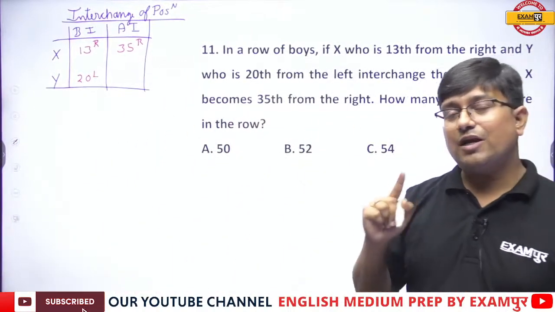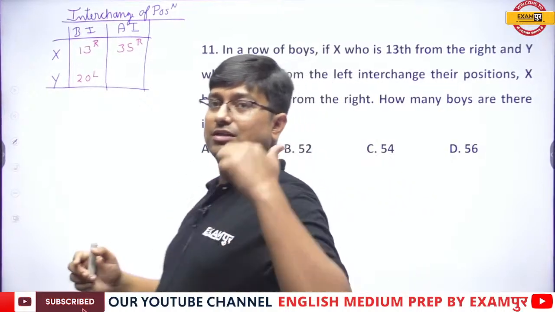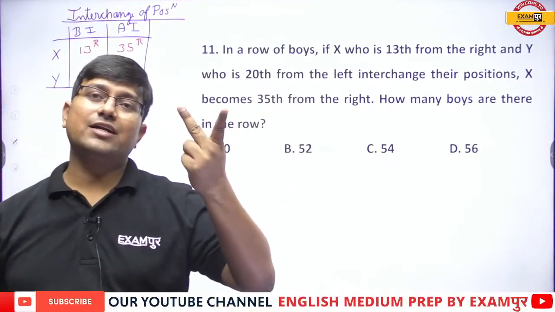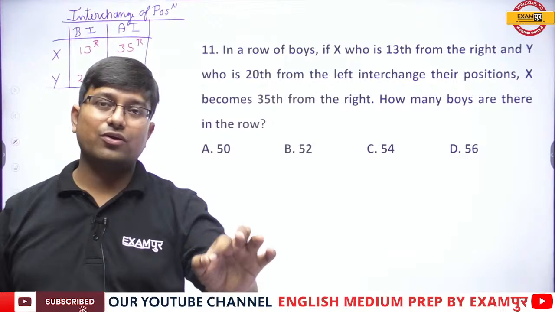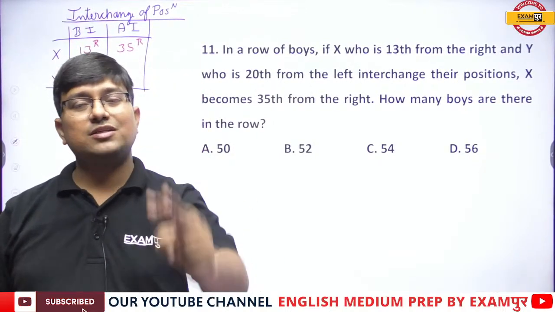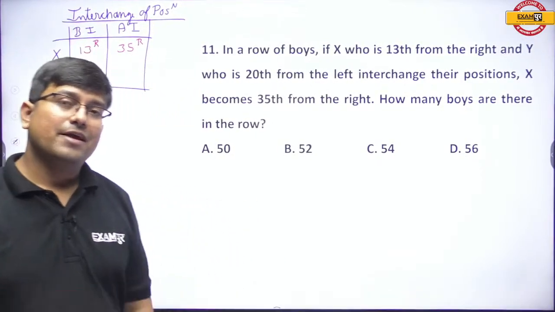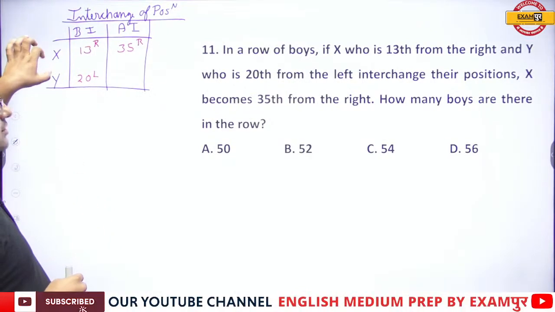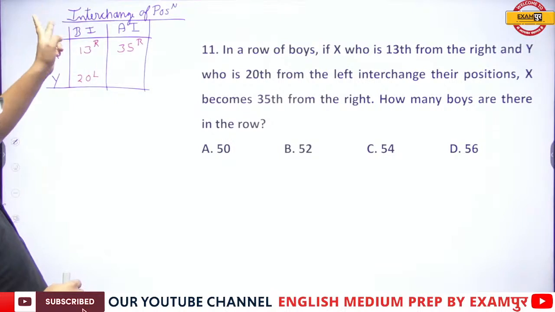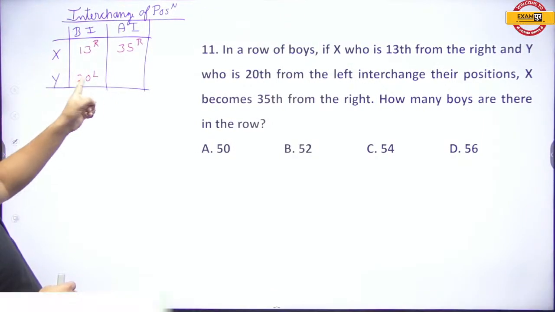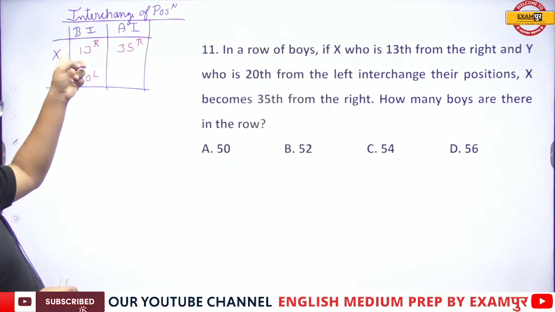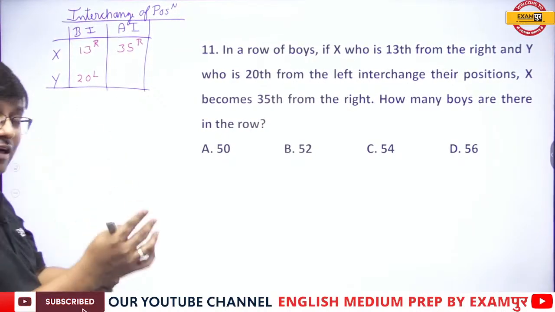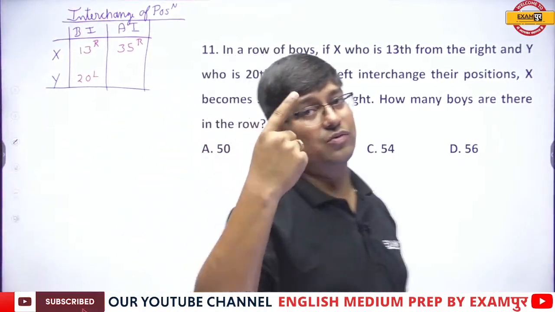In problems related to interchange, in such questions where two persons are interchanging their positions, the position of both persons is given before interchange. BI means before interchange. Position of one is given from the left end, the other from the right end. But after the interchange, the position of only one of them is given.